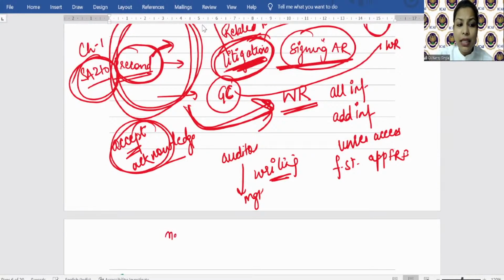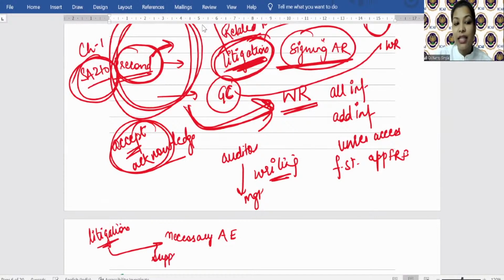So written representation is a necessary audit evidence. एक ऑडिट एविडेंस ही तो है ना ये. मेरे बाकी जो ऑडिट एविडेंस, लेट्स से विद रिस्पेक्ट टू लिटिगेशन आई हैव ऑब्टेन्ड अ नंबर ऑफ ऑडिट एविडेंस, सो दिस इज गोइंग टू सपोर्ट सच ऑडिट एविडेंस ना. सो ये नेसेसरी ऑडिट एविडेंस तो है ना? Tell me, can written representation on its own be a sufficient appropriate audit evidence?